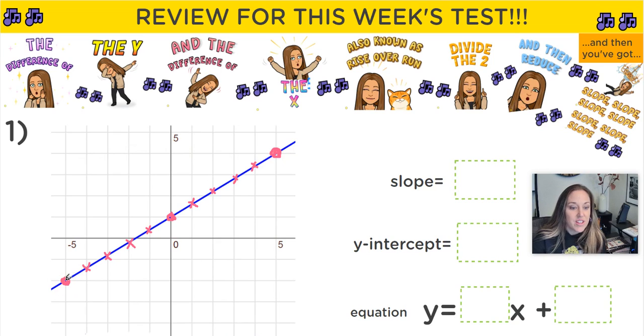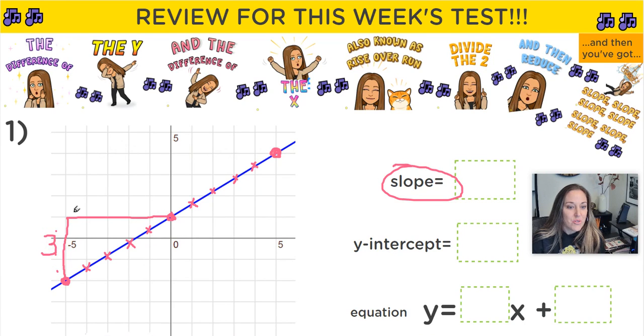And so once you've identified those, you use the rise over the run, okay, to find the slope. So your rise is 1, 2, 3, and your run is 1, 2, 3, 4, 5, and your slope is positive, right? Positive slope, so it's positive 3 over 5 is your slope.